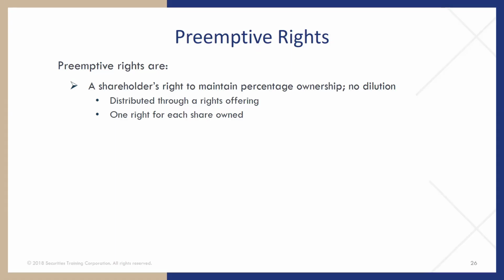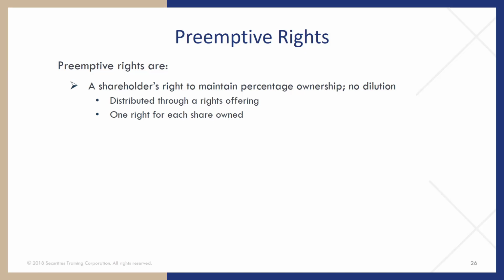Preemptive rights. Very important point. A shareholder's right to maintain percentage ownership, no dilution, no reduced ownership, is distributed for a rights offering. One right for each share owned. Very important point. Please make sure you put this in your notes. Only if you own shares of common stock will you receive any rights. If you own shares of preferred stock, you will not receive any rights.